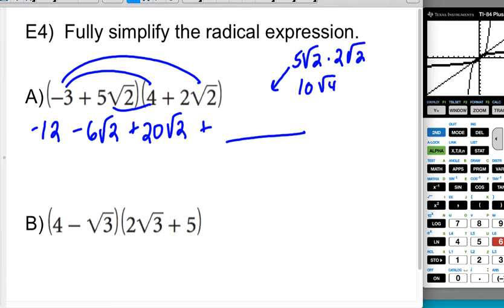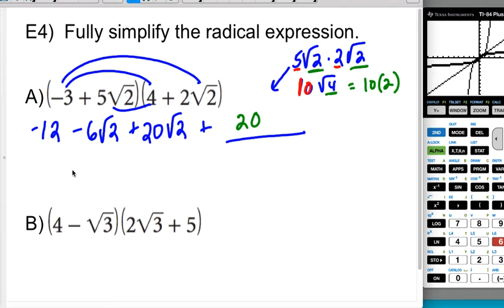So the 5 times the 2 gives me my 10. That's the stuff outside the root. And I can multiply the stuff inside the root and keep it inside the root. That's how I get a root 4. So I end up getting that this is a 10 times a 2, which is a 20.